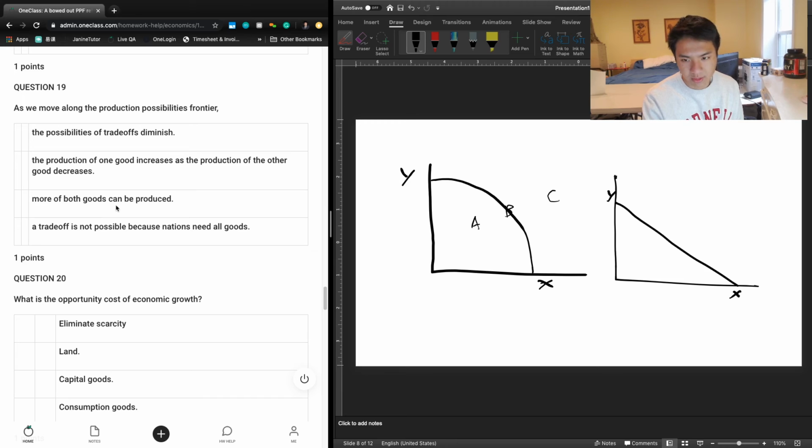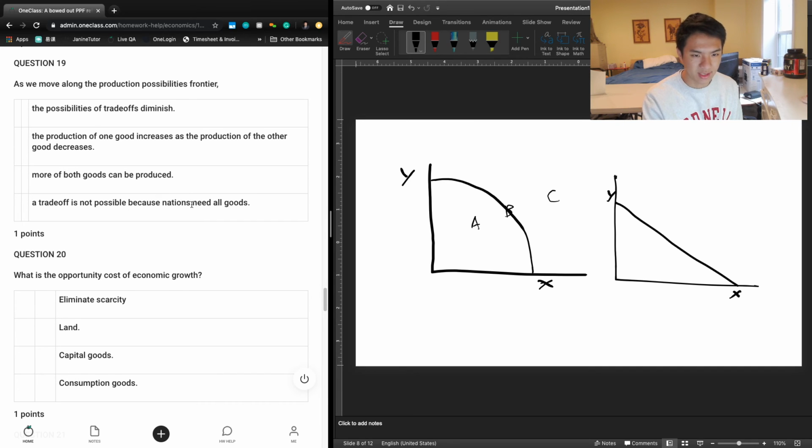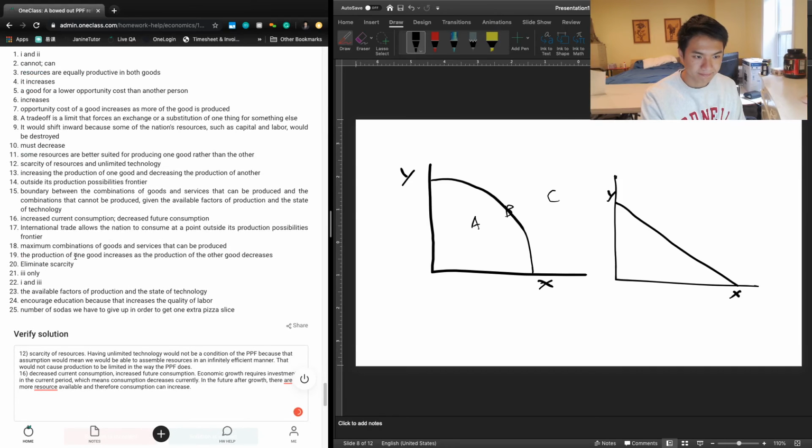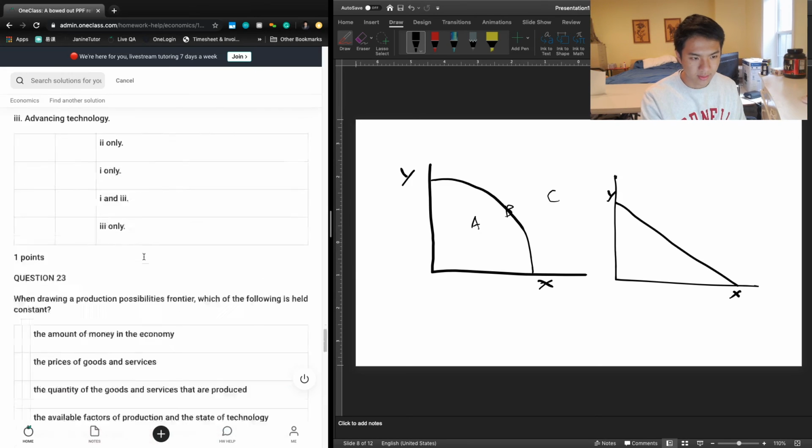More of both goods can be produced. Again, PPF assumes a trade-off, so you can never have a situation, if you're already on the PPF, where more of both goods can be produced, only one good. And finally, a trade-off is not possible because nations need all goods. Again, that's not the case. The PPF is literally a curve that illustrates trade-offs between two goods. So that's not the right answer. So it's going to be the production of one good increases and the production of the other good decreases. Yeah, so that's the right answer that the previous tutor put.